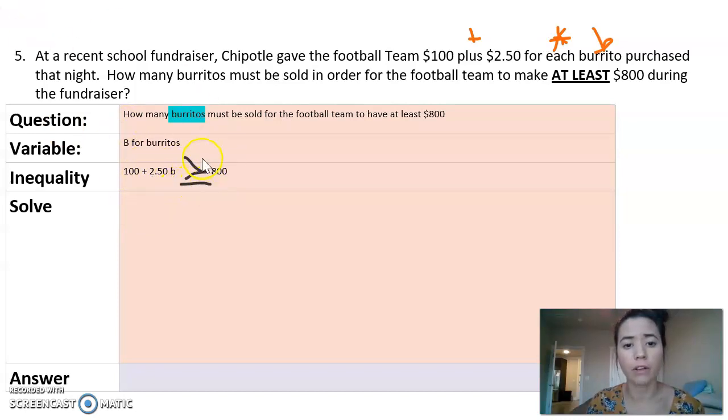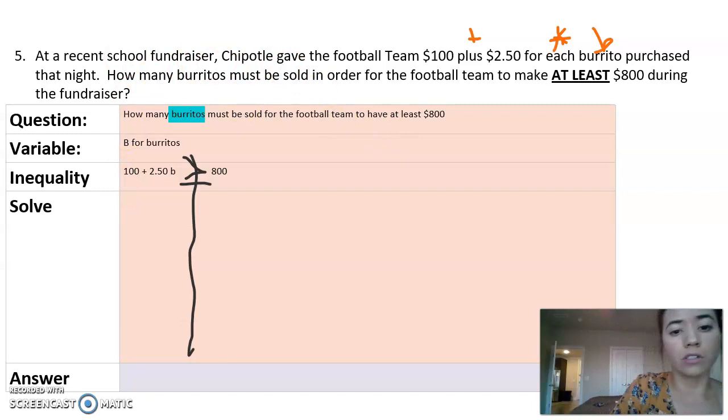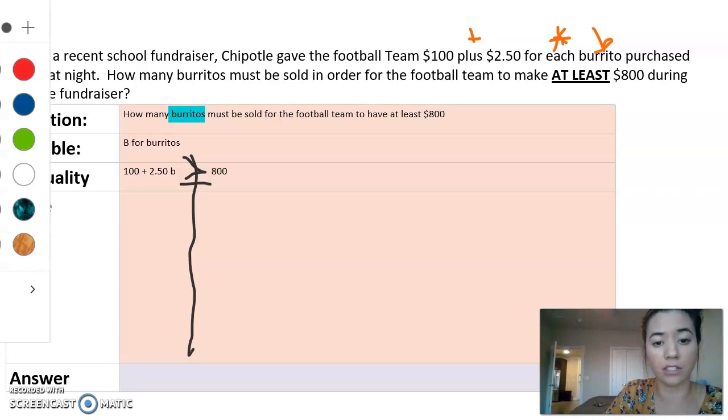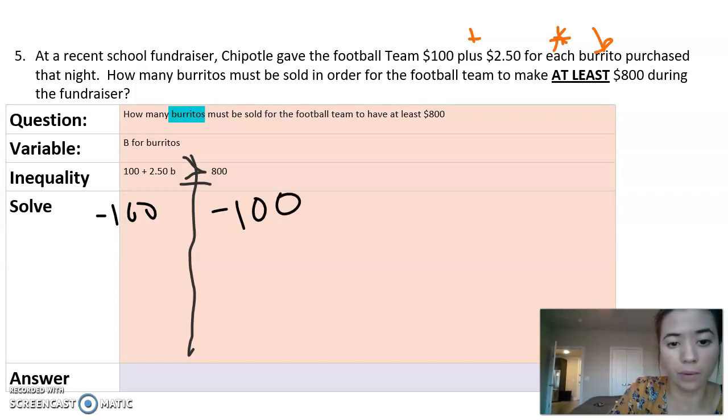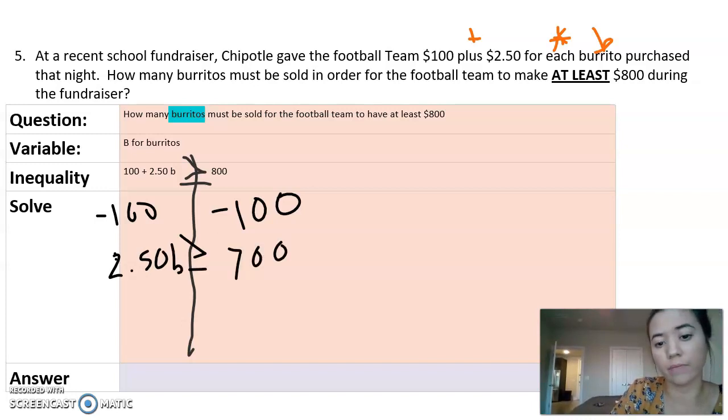And then now we can simply solve. We solve it like a regular inequality, which is just like a regular equation. So we have 100 plus 2.50B. Let's get rid of the thing being added to our variable first. That means we're going to get rid of that 100 first. So let's subtract 100 from both sides. And then we get 2.50B, and 800 minus 100 is 700. And then now we have 2.50 times B, so we can divide by 2.50.